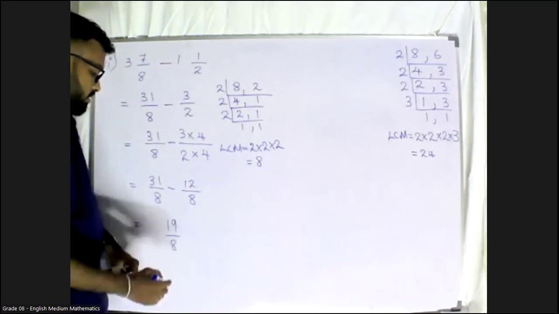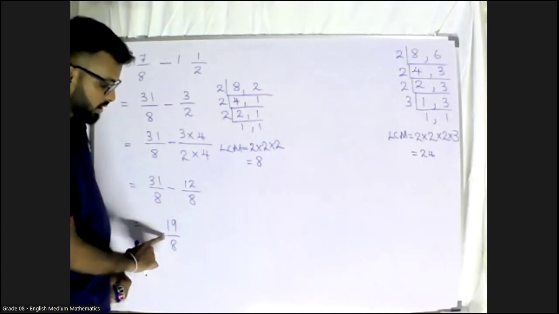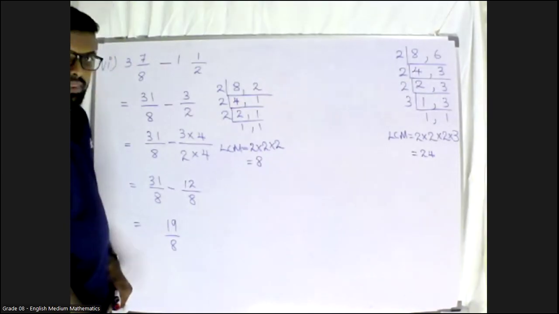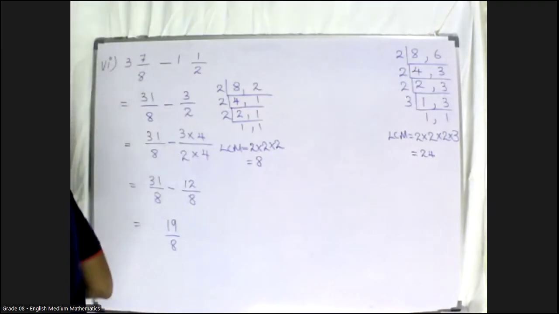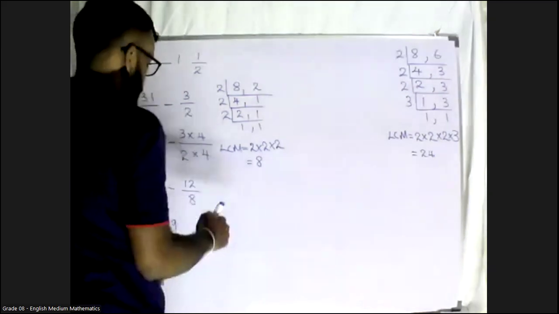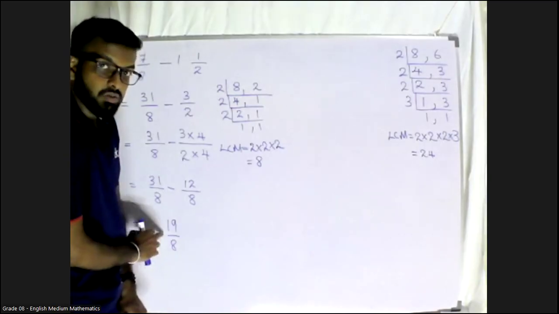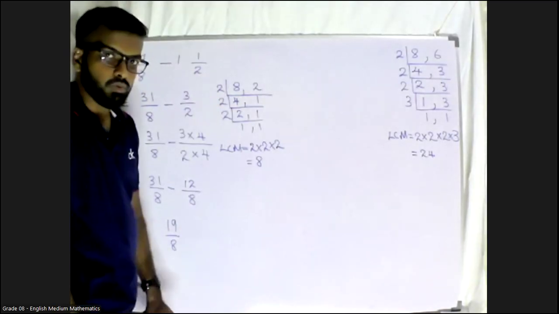19 upon 8. So you can convert this improper fraction into a mixed number. The mixed number can be 2 and 3 over 8, right? So you know how to convert this into a mixed number. Last week I taught it to you, right?